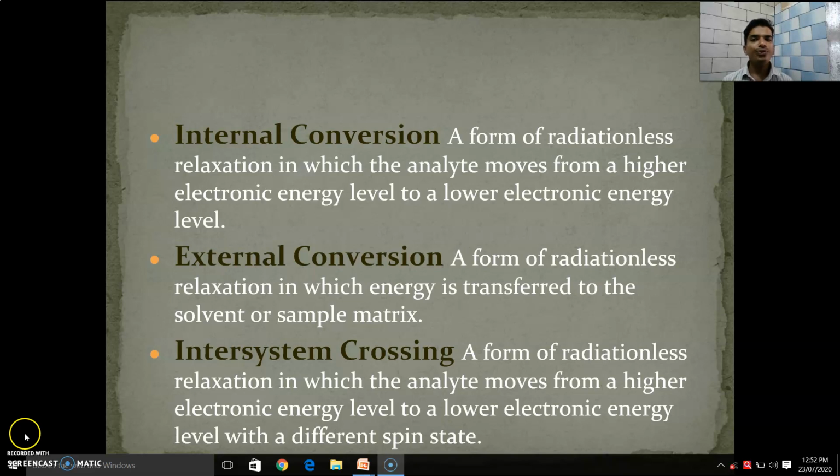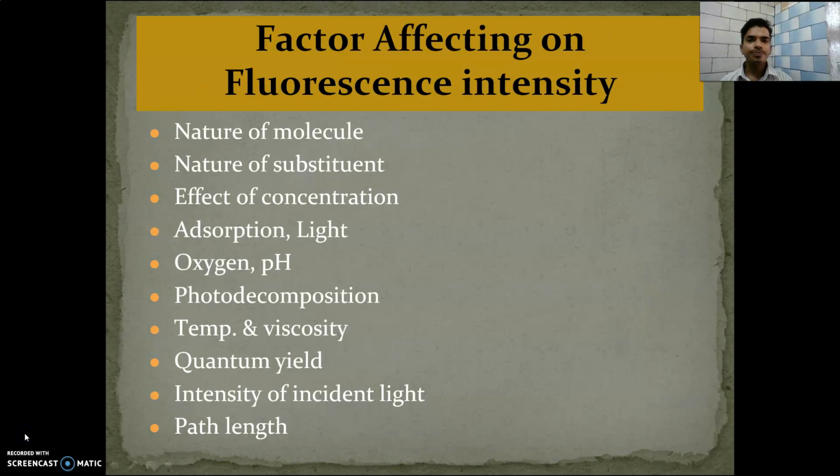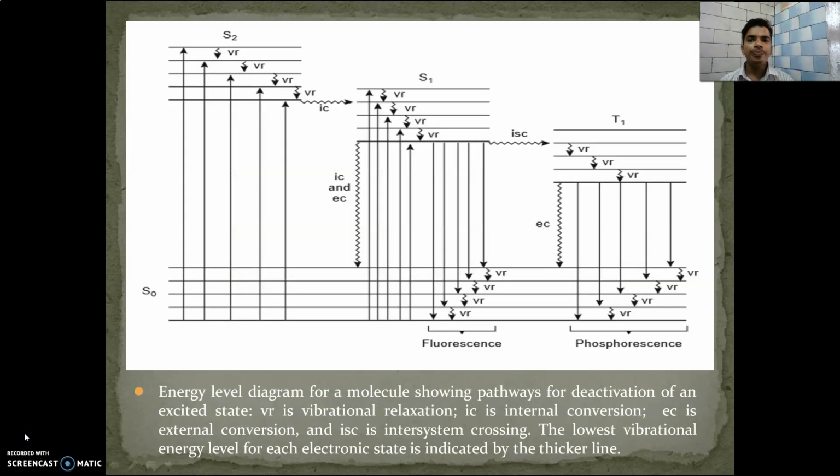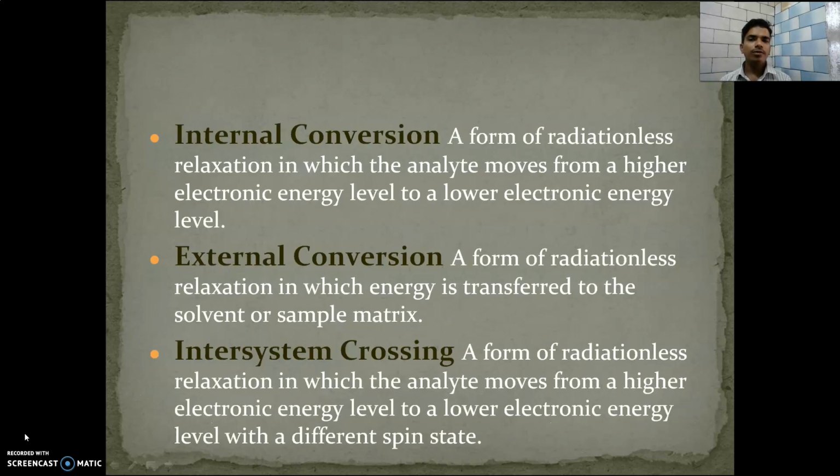So we want to know about internal conversion, external conversion and intersystem crossing from this particular energy level diagram. First of all, internal conversion means a form of radiationless relaxation in which the analyte moves from a higher energy level to a lower energy level.